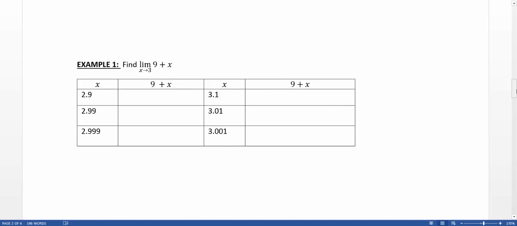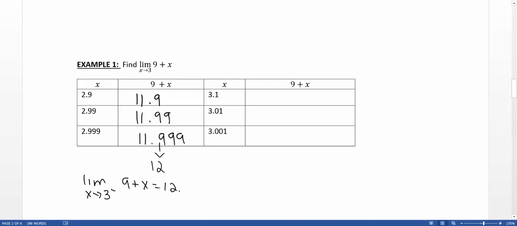So here, we're going to start by plugging in the 2.9 into the given function, and we're going to get 11.9. Now we plug in 2.99, and we get 11.99. And when we plug in 2.999, we get 11.999. So here, the limit from the left, I think we can safely say, is approaching 12. So the way we would write this is the limit as x approaches 3 from the left, because those numbers are a little bit smaller than 3, of 9 plus x equals 12.